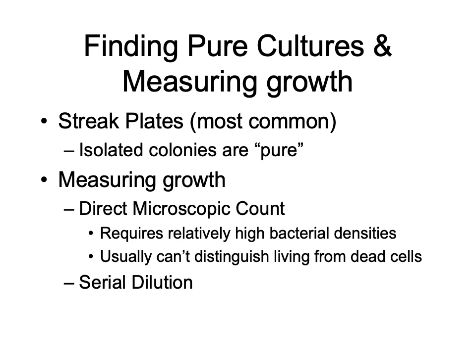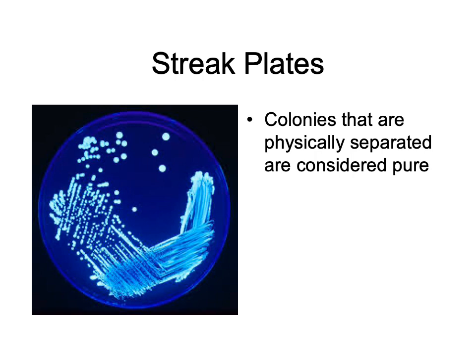We have two ways of measuring growth, and I'll look at a streak plate first and then go through those direct microscopic counts and serial dilutions. This is a glowing, beautiful streak plate, and how it works is that you take your loop and you spread it back and forth, kind of just diluting your bacteria as you go back and forth.